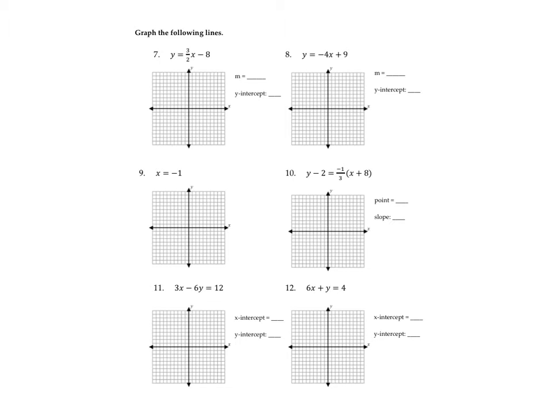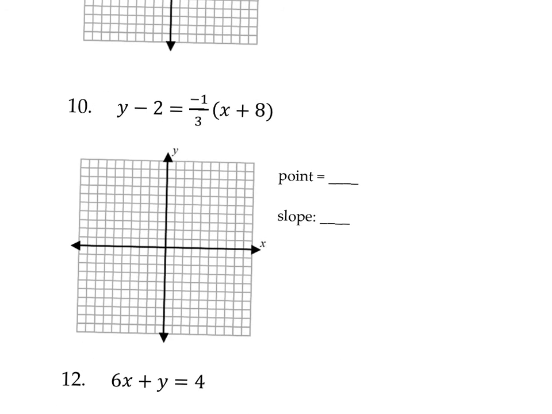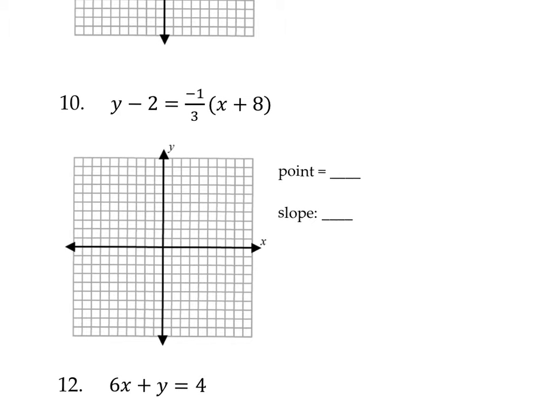Problem 10. So, a new kind of form here: we go into point-slope form. In point-slope form, y minus y1 equals m times (x minus x1). The key when you graph this is to find the point that's on the line, that x1, y1 value. In this case, my y1 value is 2, and my x1 value is -8. It's always the opposite of what it looks like because of that subtraction sign.